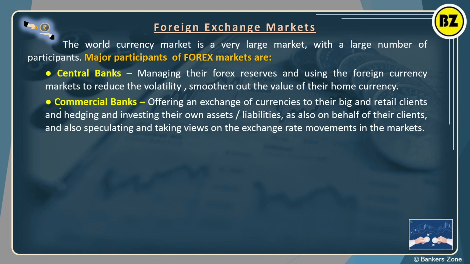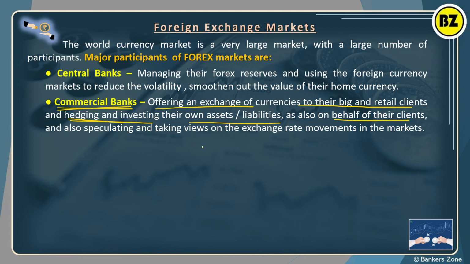Next is the commercial bank. So what are the commercial banks? Say ICICI Bank, HDFC Bank, SBI, Bank of Baroda. These offer exchange of currency to their big and retail clients. Obviously, different customers come for exchanging currency, and we offer it to them. Also hedging and investment. What is hedging? That we'll be discussing later. Hedging basically means investment is done to avoid future risk. That is basically the concept of hedging. So hedging and investment in their own asset or liability, or even on behalf of the client.